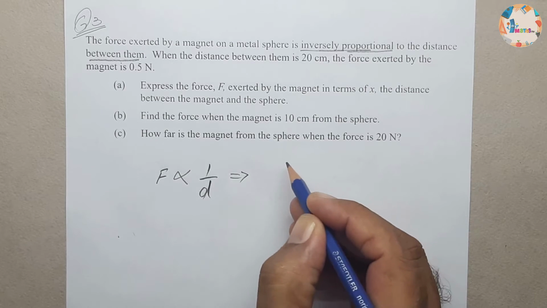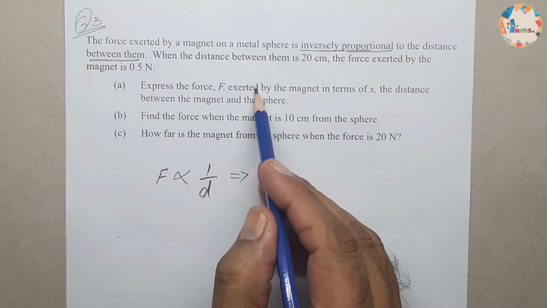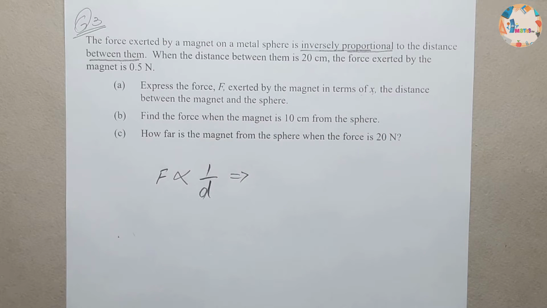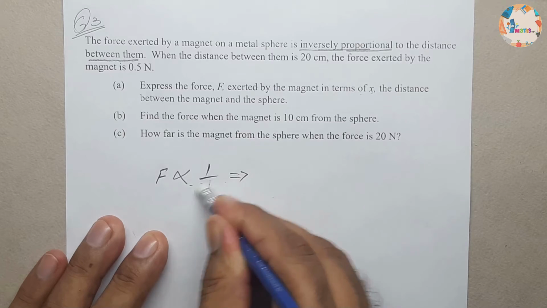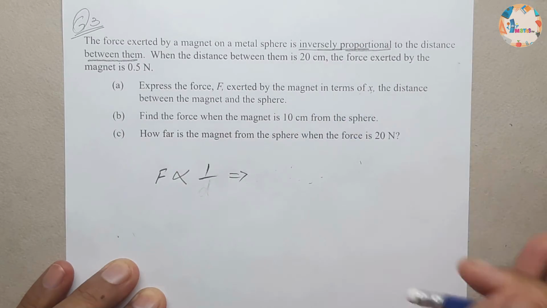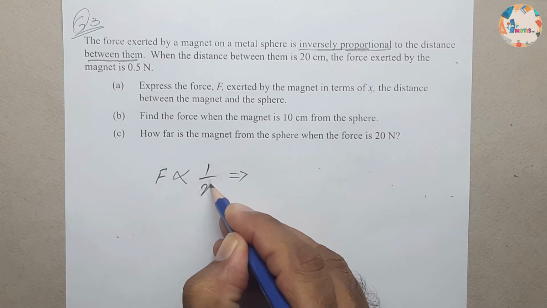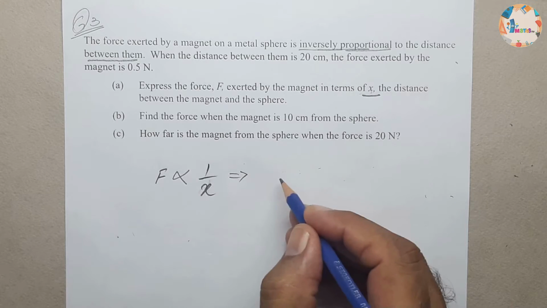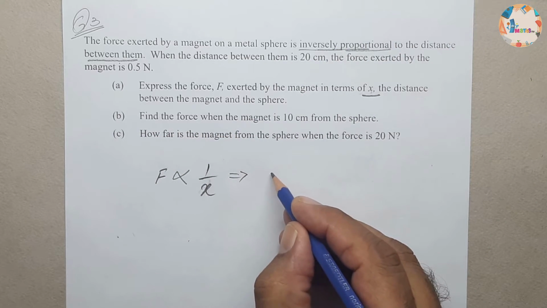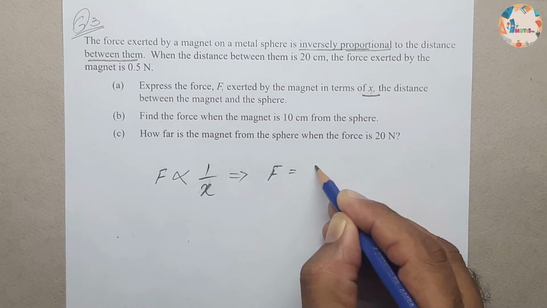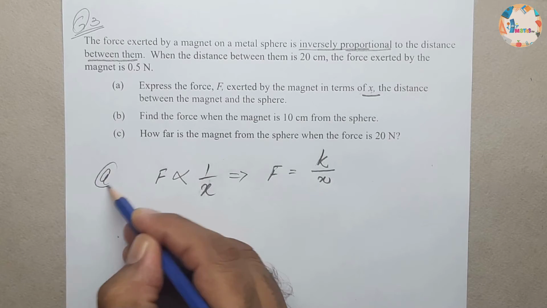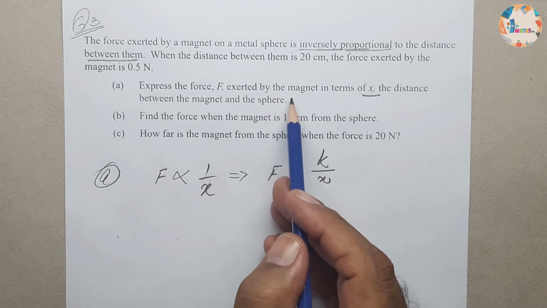And this implies we can express the force F exerted by the magnet in terms of x. F is force and for distance they have taken x, so instead of d I will replace it with x, so that we use the same variable. So x is the distance between the magnet and the sphere. When we use the constant of proportionality, F will be equal to k over x. So this will be the equation, which is part A. Basically they are asking us to express this equation.